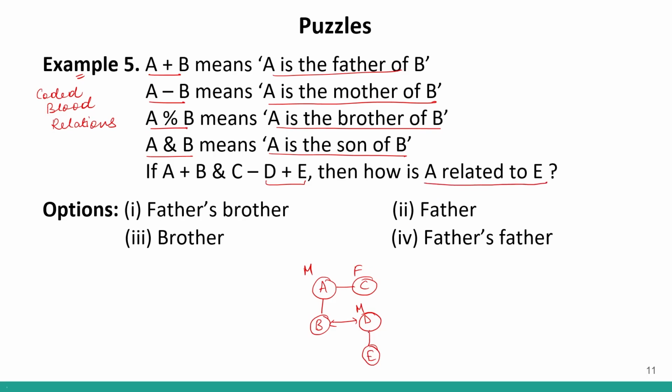So here I can clearly say that A is E's father's father, correct? Because he is the grandfather of E. This is the third generation: one generation, two generation, three generation. A comes in the third generation. Therefore, A is the grandfather of E, and grandfather means father's father. So my answer will be option number 4, father's father. Clear?